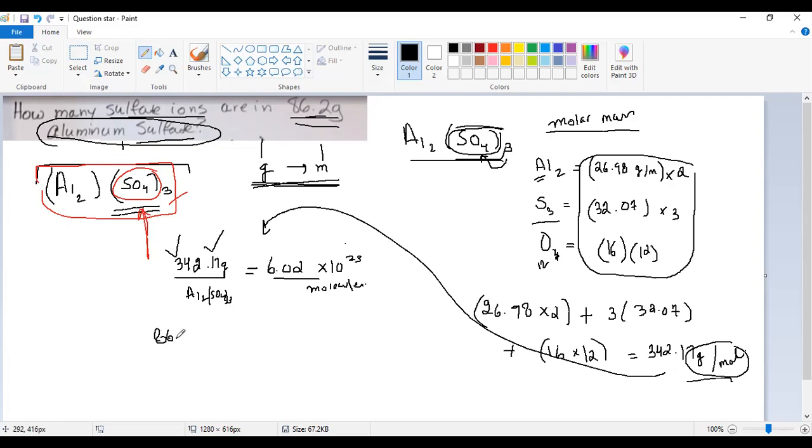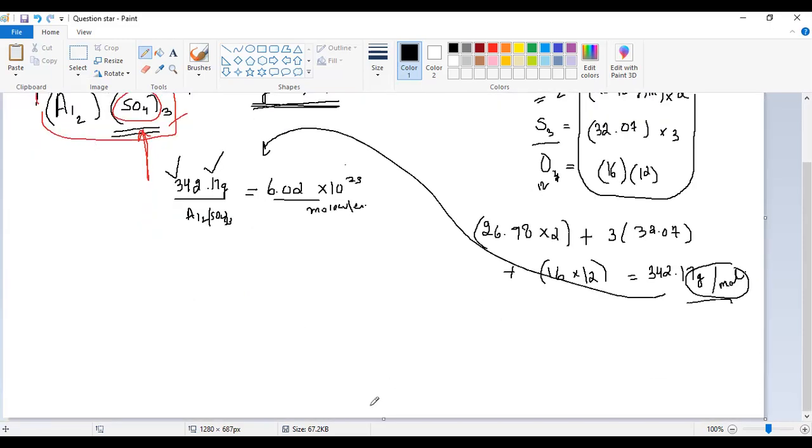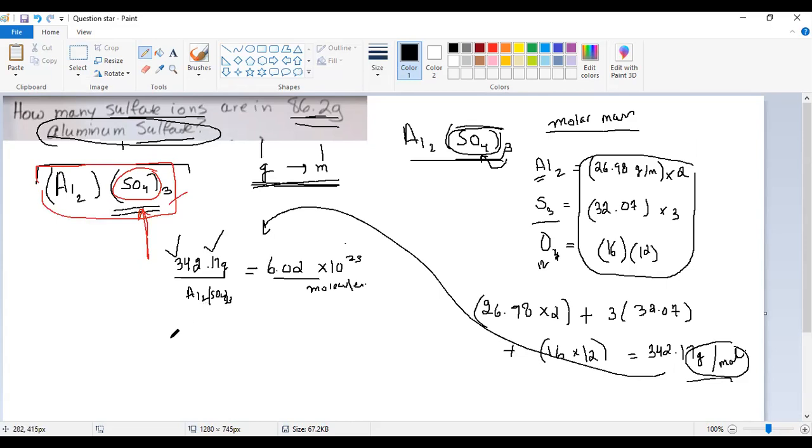So you have 86.2, and you're just using your conversion here. And this is one method, right? I'll go ahead and show you one method here. So you would have 86.2 grams, and you want to convert this to molecules, and this is of course of aluminum sulfate. So just keep in mind that we're talking about aluminum sulfate here.